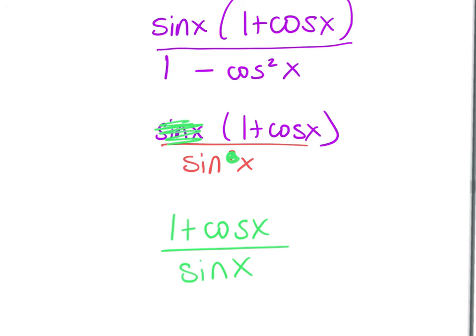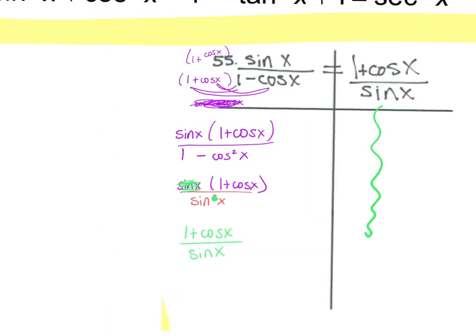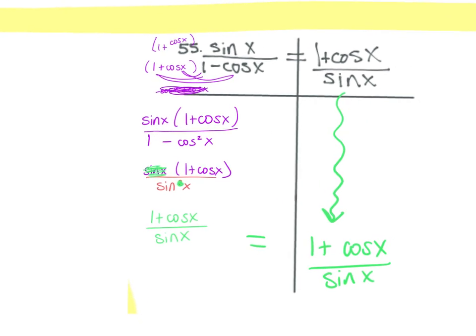That's not a Pythagorean identity. Sines and cosines are our most basic functions. So let's move over to the right and see what we can do. Oh wait, what did we just do? We proved it. 1 plus cosine x over the sine of x. They are equal to each other. How many steps did that take, guys?